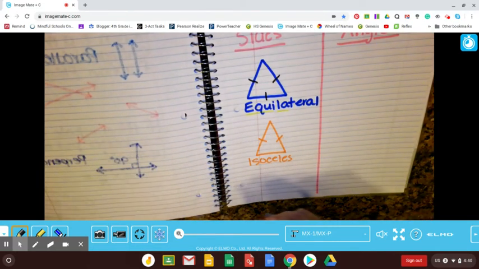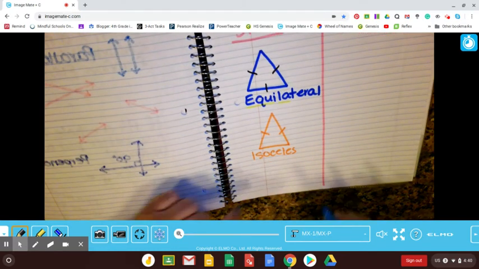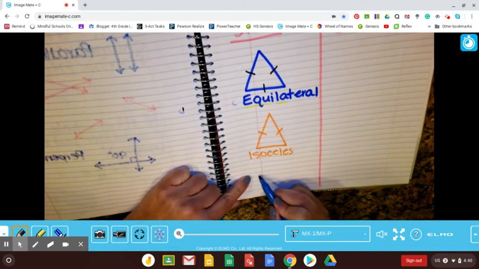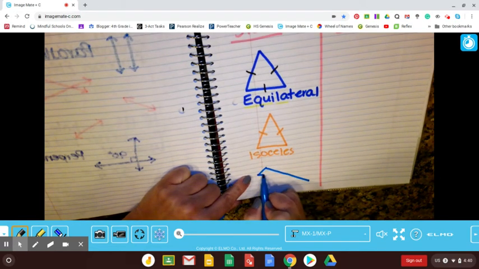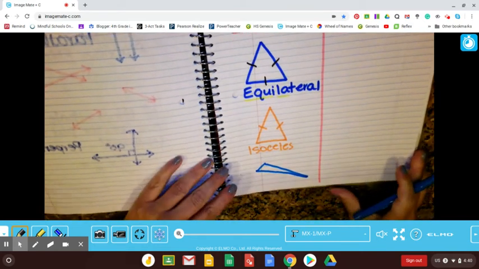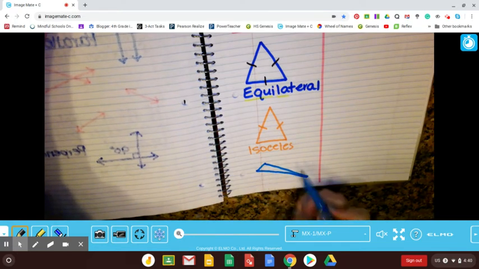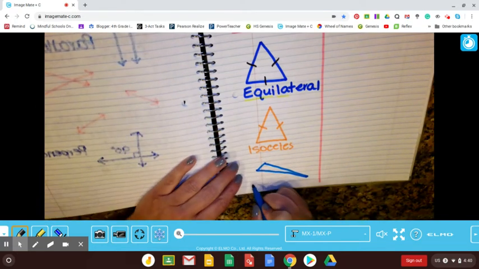And then we have our scalene triangle. Our scalene is kind of like the misfit, and I'm going to stick him down here. A scalene triangle has no sides that are equal. So you might have, that's not a great triangle either, but no sides are the same length. So I'm not going to have any of those little lines because they're all different. And this is called a scalene.